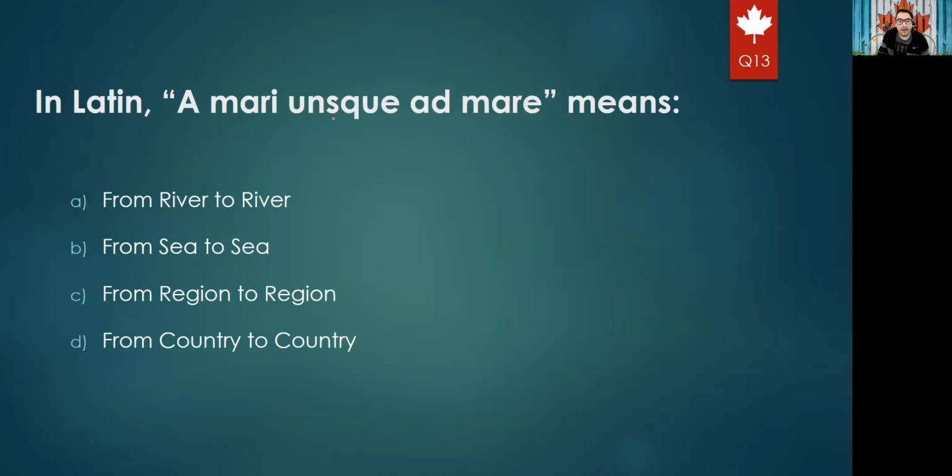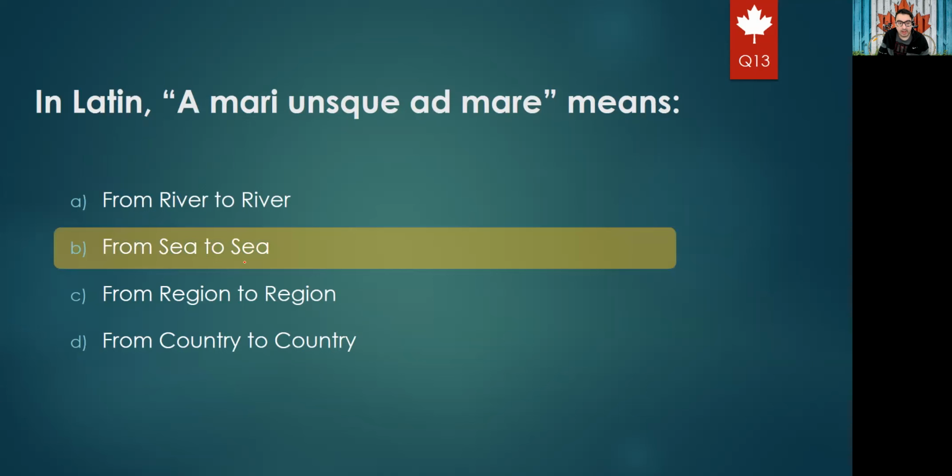In Latin, a mari usque ad mare means from river to river, from sea to sea, from region to region, or from country to country. The right answer is B, from sea to sea.